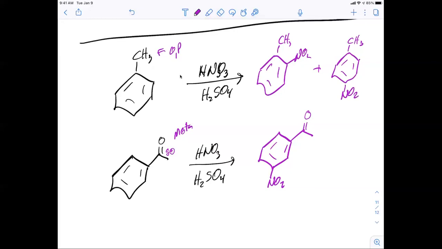The second one is meta, not because the meta is destabilized, but because the meta is not stabilized, right? And I'm pulling electron density away from that ring with that partial positive. So therefore, deactivators go slower than activators. That's going to be important when we look on Monday, okay?